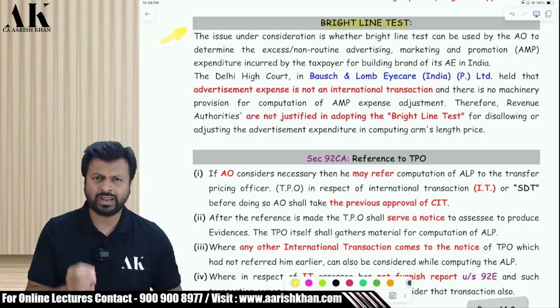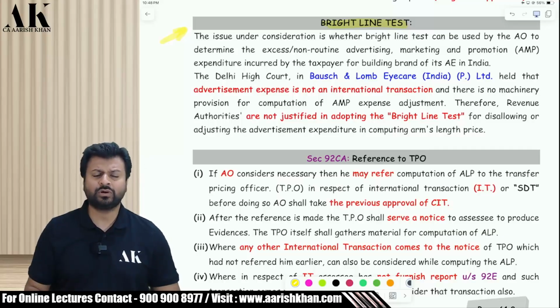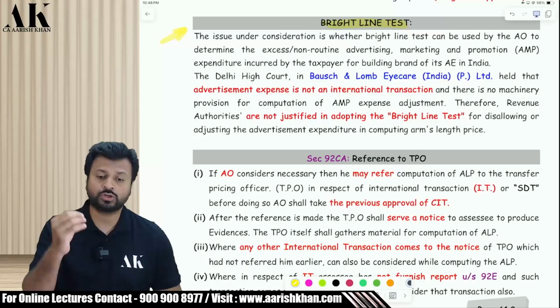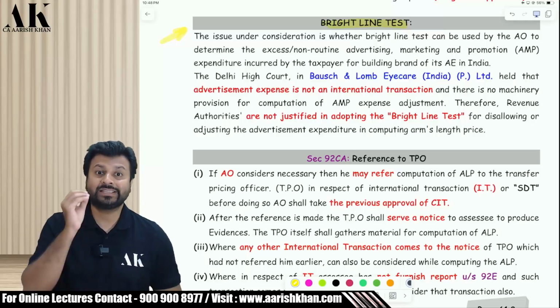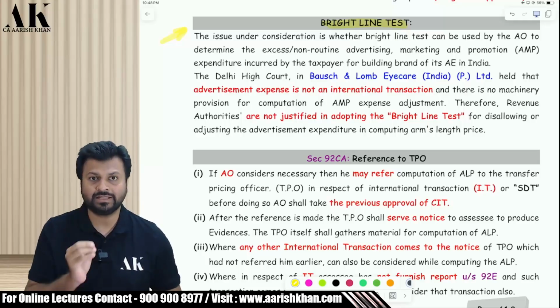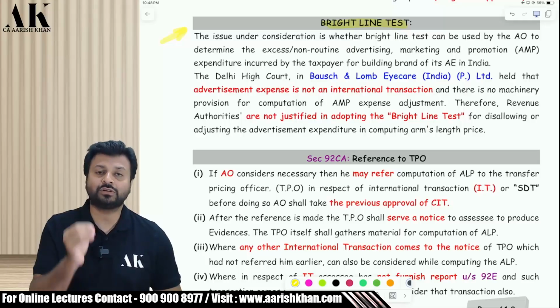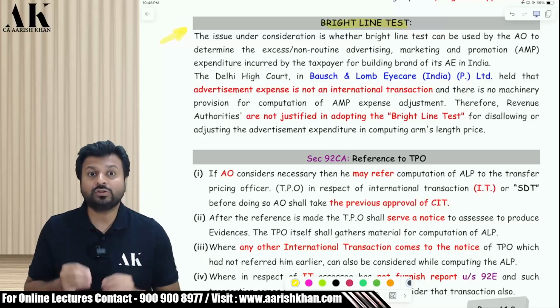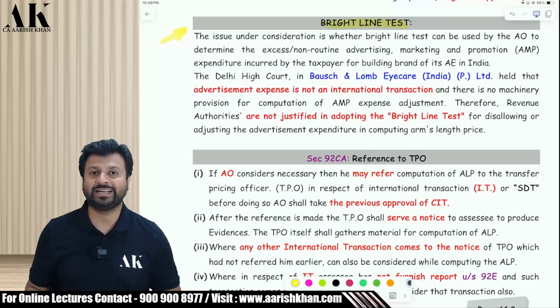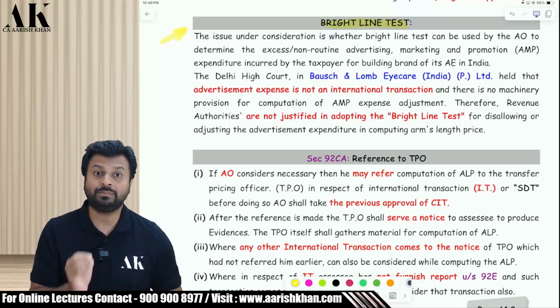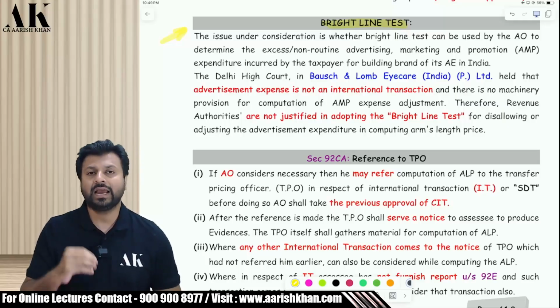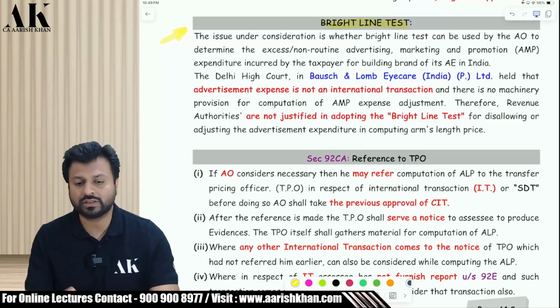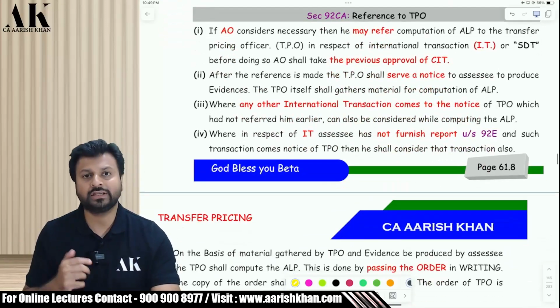And the Supreme Court and also the Delhi High Court, in the case of Sony India and also in the case of Bosch and Lomb, has held that such bright line test cannot be applied by the assessing officer in India in the absence of a machinery provision. Because there is no exclusive provision of bright line test in India, the AO does not have any power to impose bright line test and disallow the non-routine expense. So this is what this concept is all about. I hope it is clear to all of you.